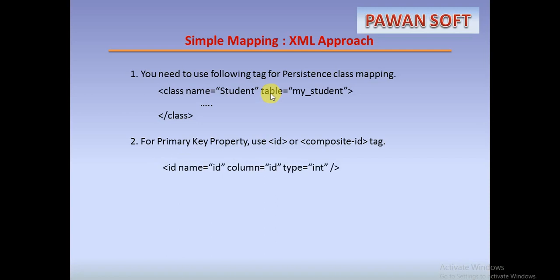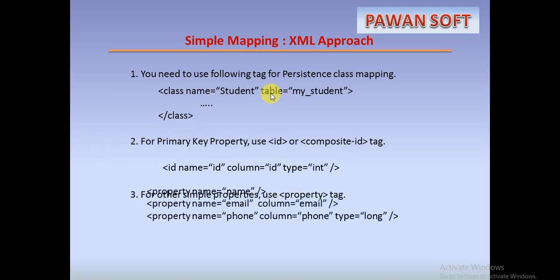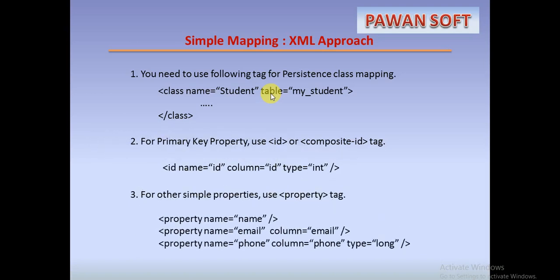ID tag. To specify the primary key property name, you have to use the name attribute, and then the column attribute and the type attribute. Right? And let's see the other properties. For other properties, you have to use only the property tag. So you can see here name, email, phone, right? And here in name I didn't mention column and type, so column is optional for all properties. If you want to specify it, you can; otherwise column is optional.